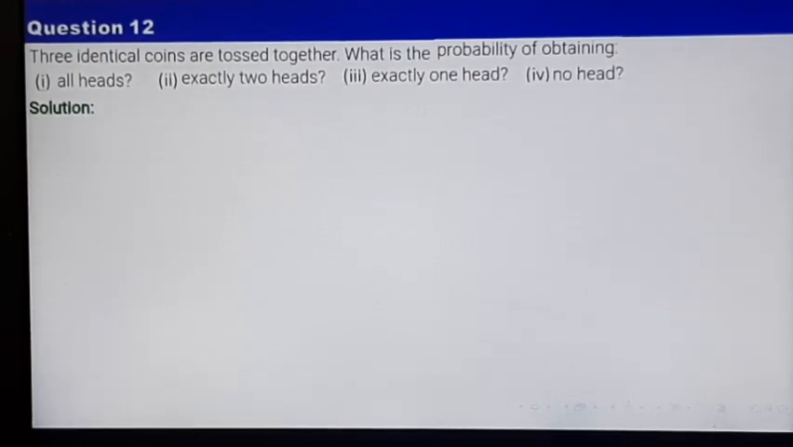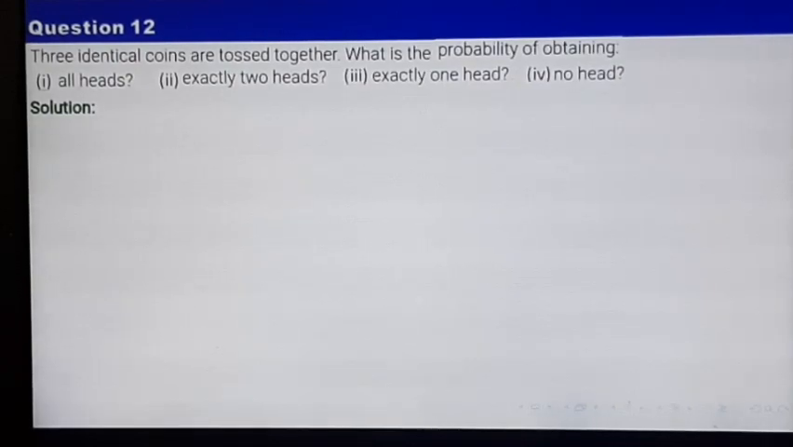So the question says, three identical coins are tossed together. What is the probability of obtaining all heads, exactly two heads, exactly one head, and number 4, that is no head. Okay, so we have seen the cases where we tossed two coins, but this time we are tossing three coins.